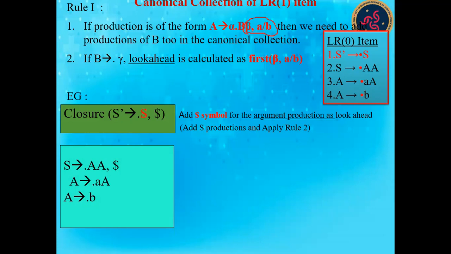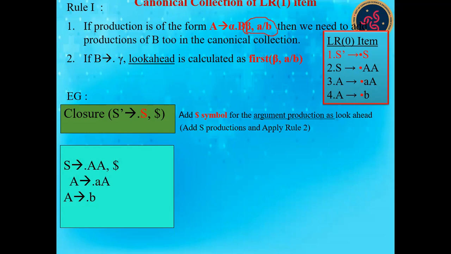Again, when we consider this, we need to apply the closure upon this production also, because this dot is followed by a non-terminal capital A. So we need to add all the productions that start with A. I have added the productions A gives dot aA and A gives dot b. So I am adding all the A productions.